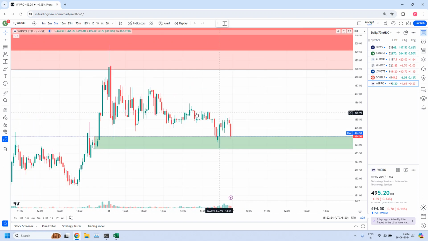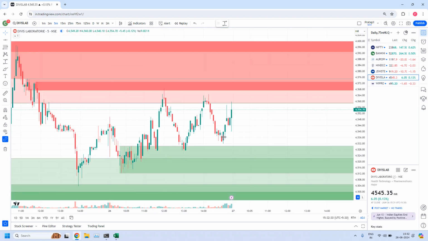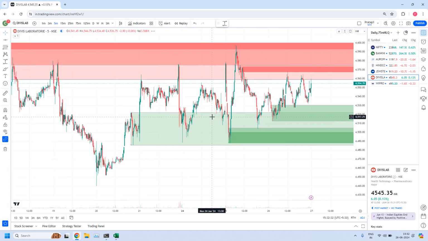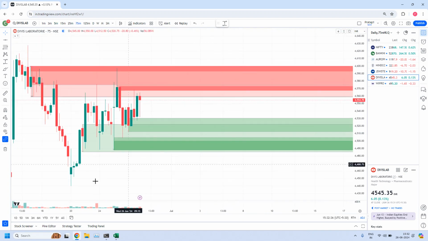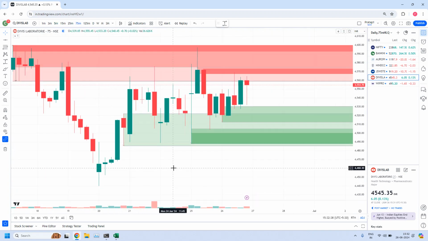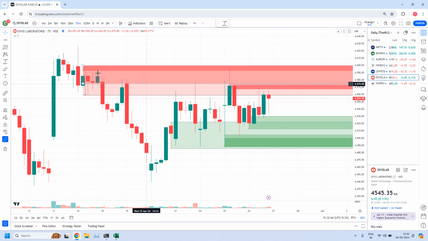So this is about Wipro, and after that we got one more trade, Divi's Lab. Divi's Lab is also having a 75 minutes high liquidity supply zone. Divi's Lab is also having a high liquidity 75 minutes demand zone, but yesterday stocks near the supply zone we identified.